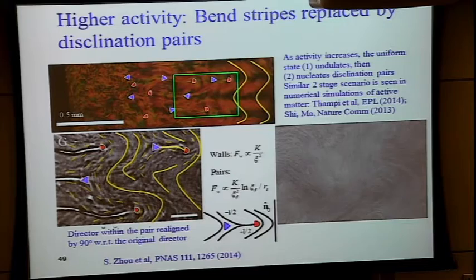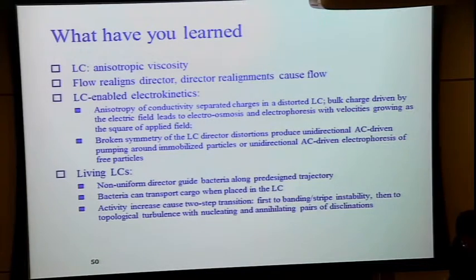Now, if you increase the activity further, then you have another transition. So the first transition was from a uniform nematic to the nematic with undulations of the band type. If the activity is increased, then these bands exceed the critical radius of curvature, and they start to nucleate pairs of +1/2 and -1/2 disclinations, and the system transforms into this totally misaligned structure that is very similar to what Dogic observed, and it's the topological turbulence of point defects.